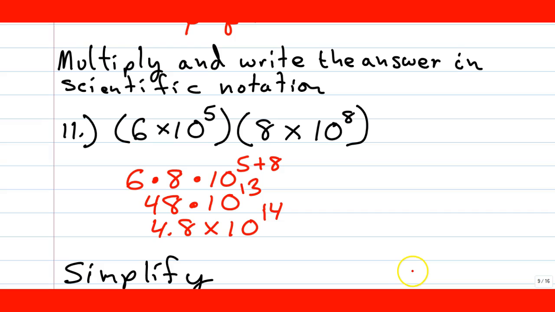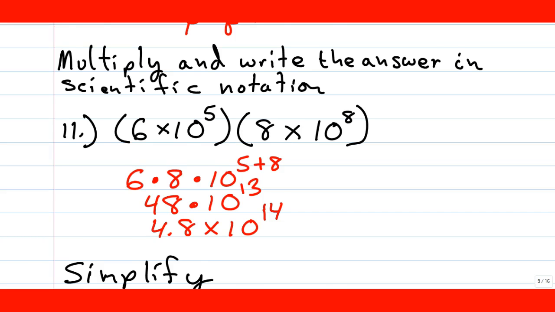However, in scientific notation, our starting number needs to be between a 1 and 10. However, it cannot be equal to 10. So to create a number that's between 1 and 10, I need to move the decimal point behind the 48 back 1 place so that it makes a 4.8. Because I've moved the decimal place 1 to the left, I need to add a 1 onto that 13. So now it's 4.8 times 10 to the 14th.